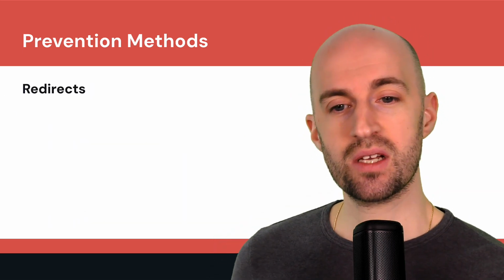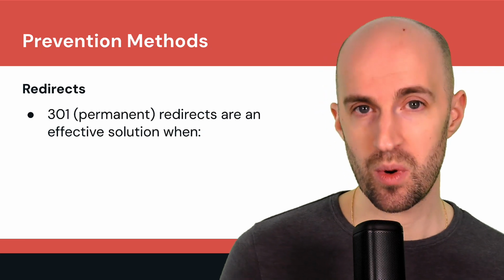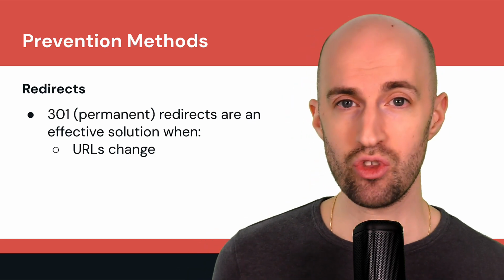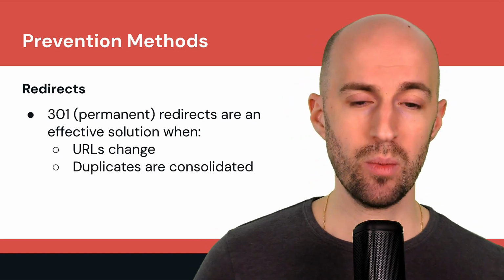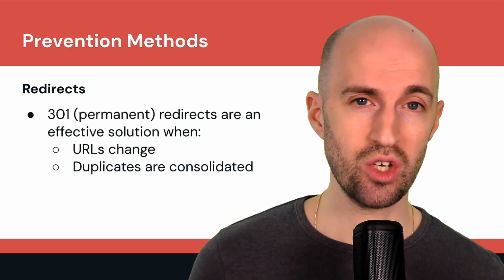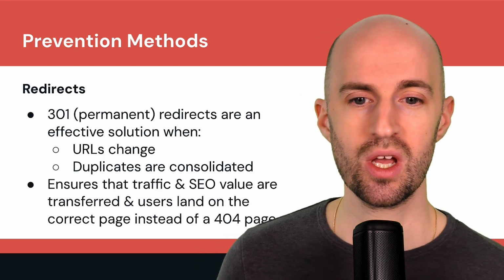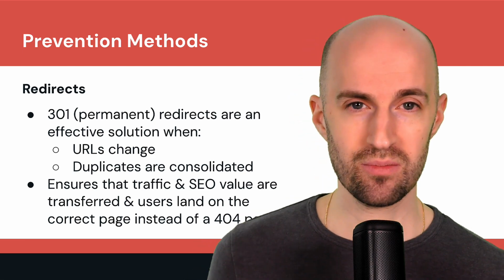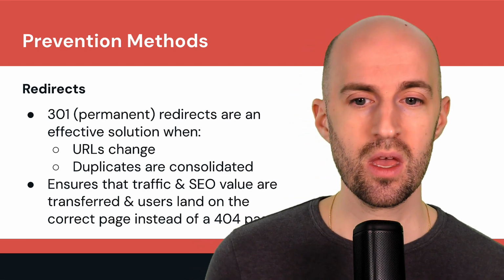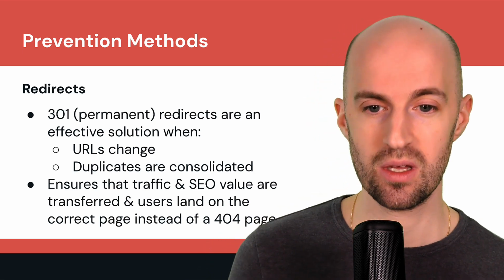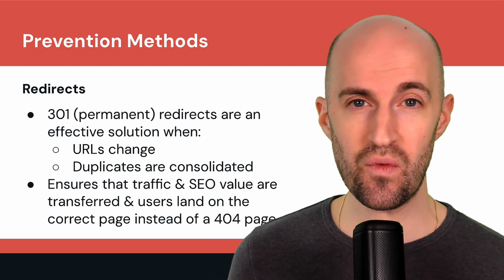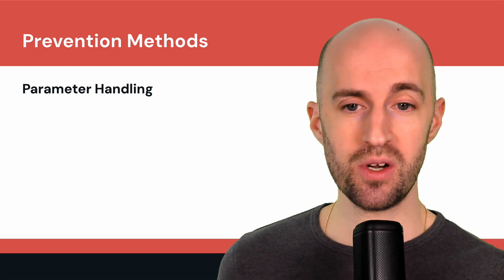Then we have redirects. The 301, or the permanent redirect, is a really good solution when, let's say, URL changes happen or duplicates are consolidated and you're redirecting the other ones to the main page. This ensures that the traffic and the SEO value, the link equity, the page authority, are transferred to that new page or the new URL, and that users land on the correct page instead of going to a 404 not found page. Next, we go to parameter handling.